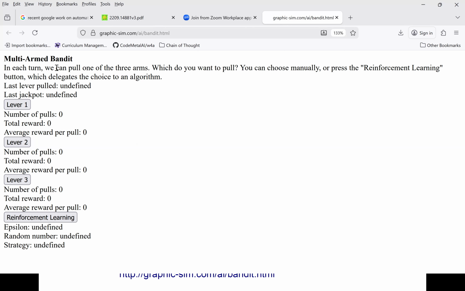Lever 1? Yeah, why not? What you see here is I pulled the lever and didn't get a jackpot. The stats are being accumulated: number of pulls 1, total reward 0. So we're 0 for 1. Let's try the second. It looks kind of similar to the first one so far. Go to 3. All right.